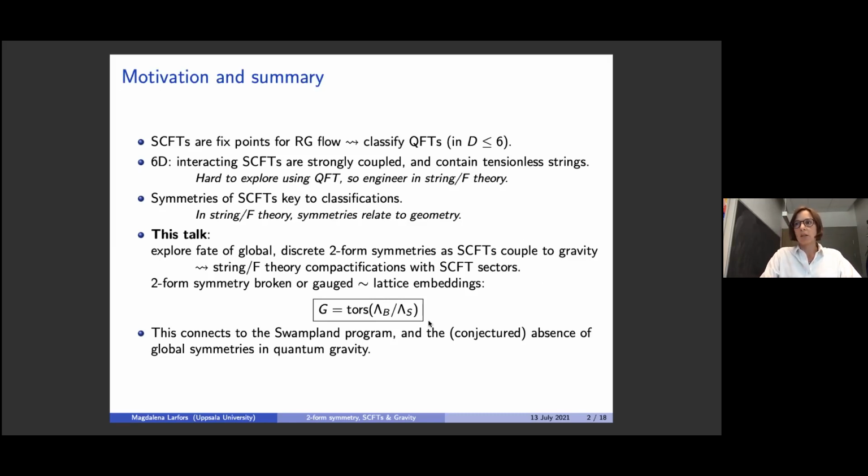So although the work that I've been doing is on the formal side, there is some connection to the swampland program. And we can, if we wish, view the study of how SCFTs can couple to gravity as a way of probing how quantum field theories can couple to gravity. So some way of studying the boundary of the swampland as opposed to the landscape.